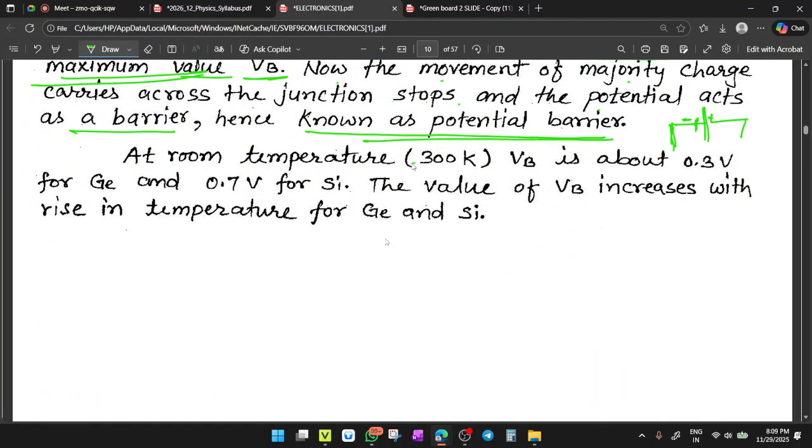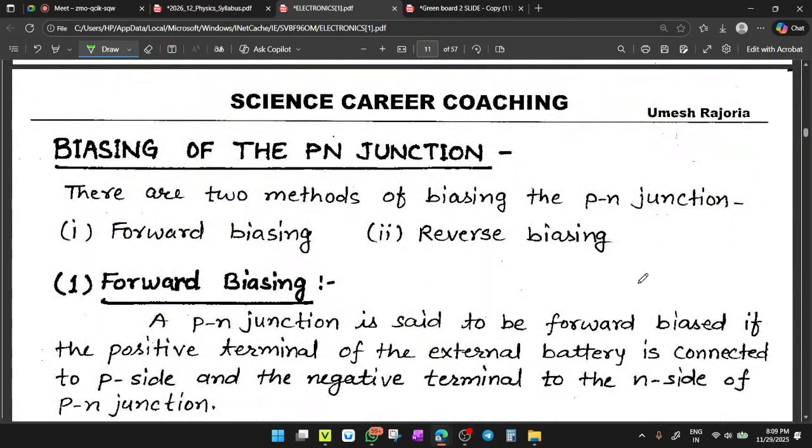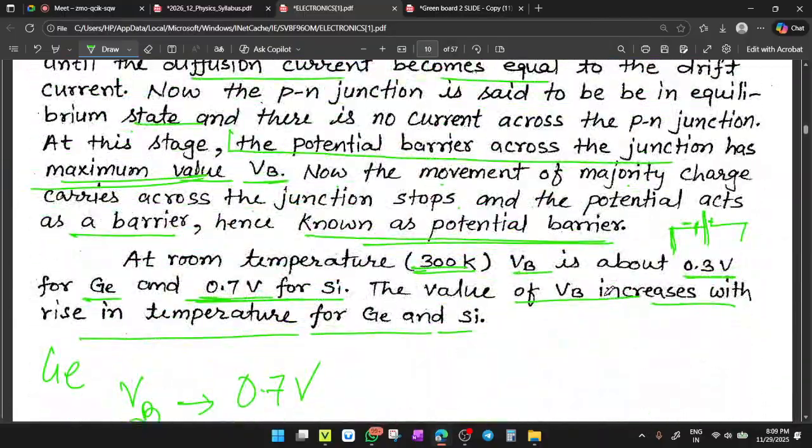At a room temperature of 300 Kelvin, VB is about 0.3 volt for germanium and 0.7 volt for silicon. So remember the value of VB at room temperature. The value of VB increases with rise in temperature for germanium and silicon. The value of potential barrier increases with rise in temperature. Now, this is complete about the formation of PN junction and formation of depletion layer.